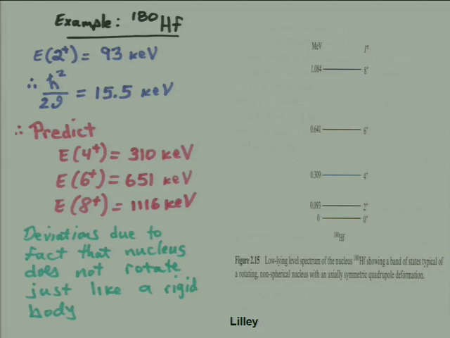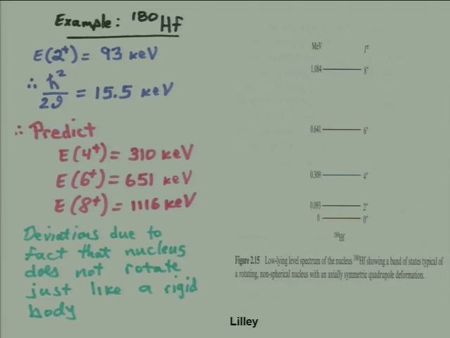I times I plus 1 times that quantity. And so I divide 93 by 6, and I get that quantity as 15.5 keV. And if I assume the nucleus rotates faster and faster, I can then predict the excitation energy of the 4 plus level, the 6 plus level, the 8 plus level. And notice I don't do too badly.